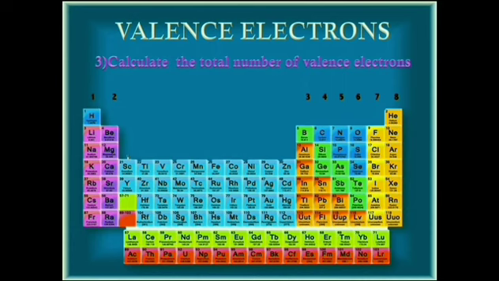Here we have to find the valence number of electrons for hydrogen and oxygen. The valence number of electrons for hydrogen is 1. And the valence electron of oxygen, as you can see, is 6.